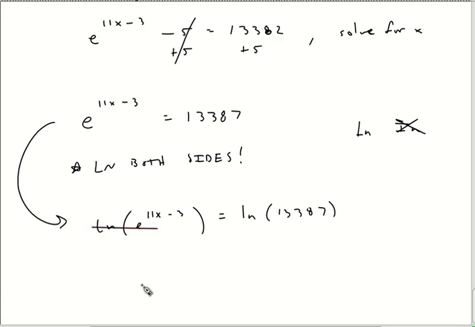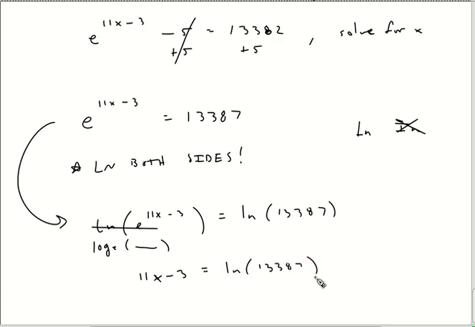Anyways, cancel ln and e on both sides, because this is log base e, technically. I believe we saw that in the last section. So that's log base e. They cancel, and you're left with the x, or 11x minus 3 is equal to this ln over here.